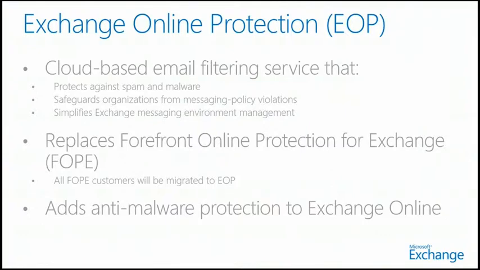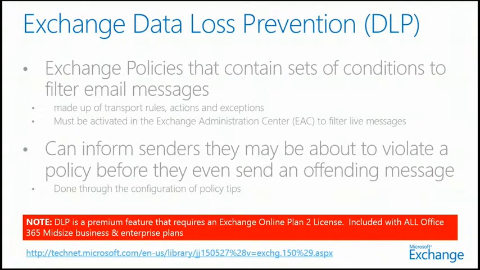And what does it do? It filters your mail and adds a new anti-malware protection to Exchange Online. Safeguards organizations from messaging policy violations, and it protects against spam and malware. There's also the new feature, the Exchange Data Loss Prevention, or the DLP. We touched on this 2 modules ago when I mentioned how you could protect users from sending sensitive information out or it coming back in, but you basically set conditions that filter email messages out or in. It's made up of transport rules, actions, and exceptions, and it must be activated in the EAC or Exchange Admin Center to filter live messages.